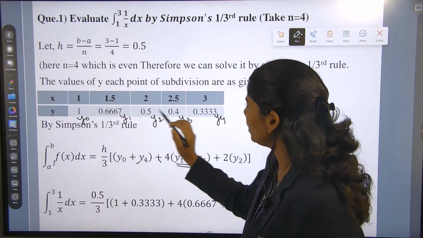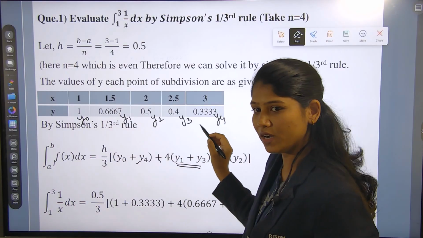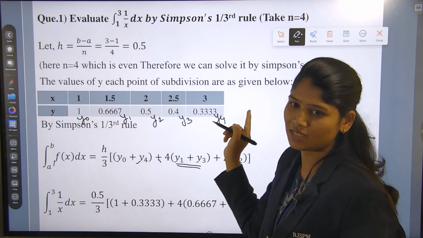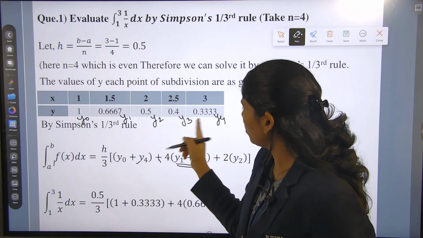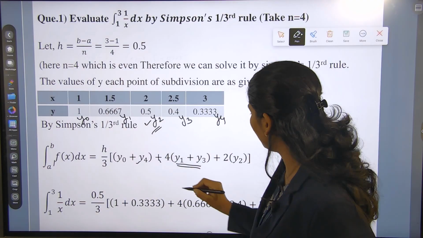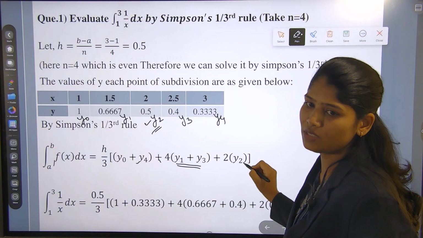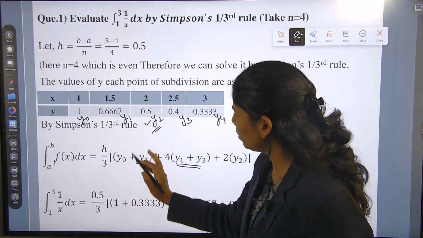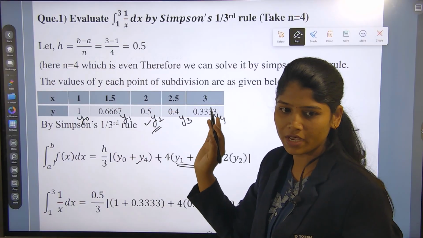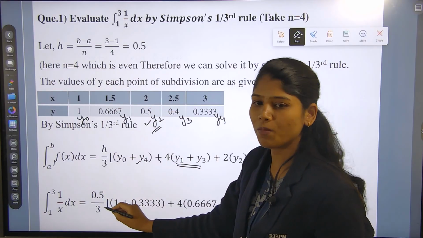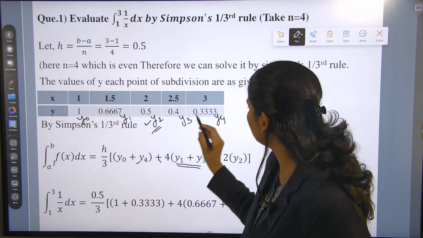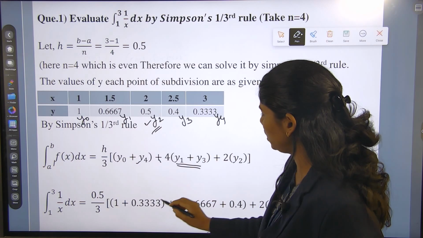So the even terms here are y0, y2, y4, but for writing the even terms, exclude the first and the last term because they are already taken. That's why the remaining term is y2 only. So write down here plus 2 times y2. Put in the respective values. We have the value of h as 0.5. So put here 0.5 upon 3 in bracket, y0 is 1 plus y4 is 0.3333.